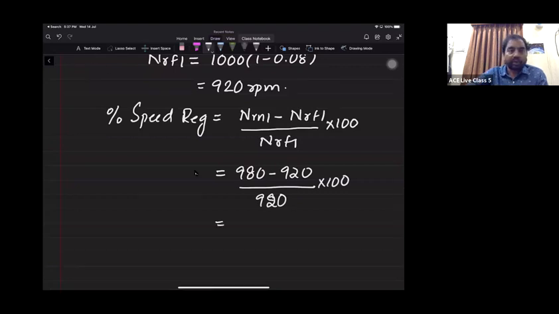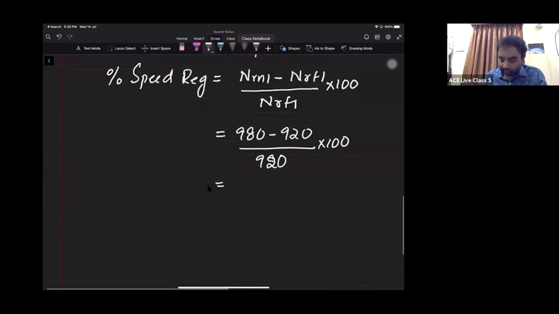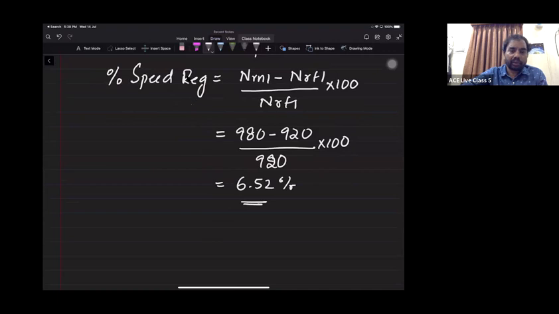Can you please text me the answer for this? 6.52, correct? The speed regulation is 6.52 or 6.5. Very good. Even I can check it on the calculator. Okay, no need. 6.52 is enough.